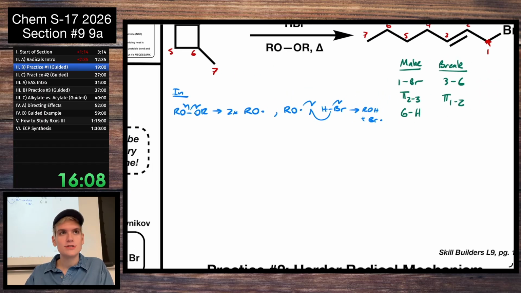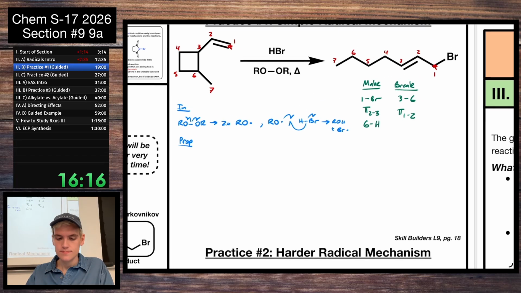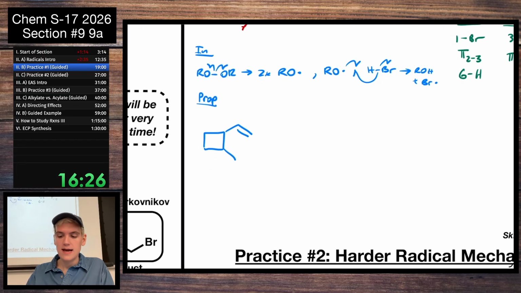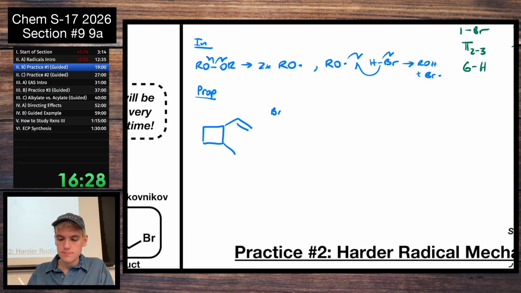Now we're ready to actually start the propagation. You don't have to write initiation, propagation. I think it's helpful just mentally to divide it up. So now, we already said that the first step of propagation is pretty much always the same: our alkene is going to interact with our Br dot. So boop, boop, boop. I don't know why radicals are boops to me, but it's very boop.